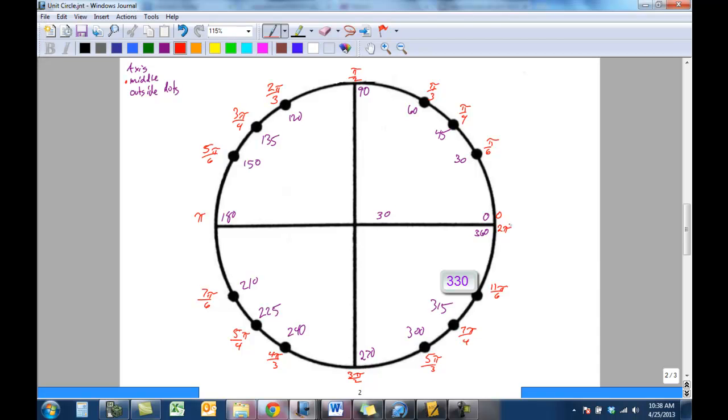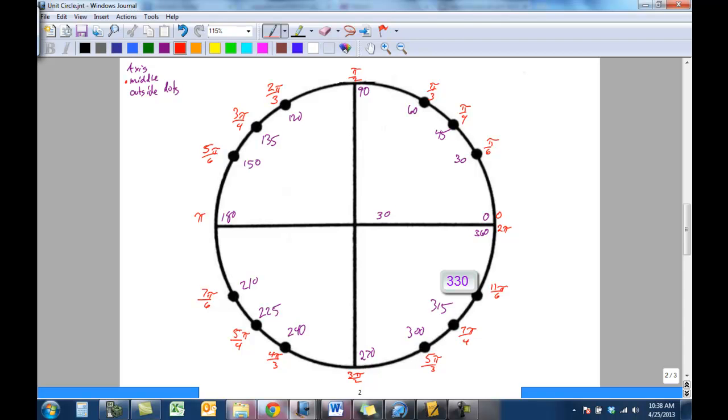Now what's nice about the unit circle is, remember how we used to have to convert by using the formula? Now if I ask you what is the radian equivalent of 240 degrees, 240 degrees is 4 pi thirds. Or if I ask you what is the degrees equivalent of 11 pi sixths, it's 315.